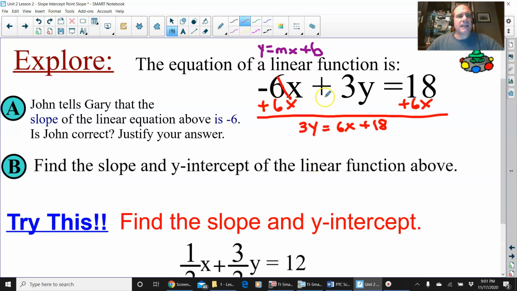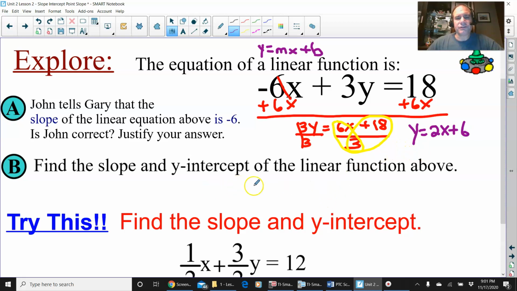So I got up to this. I added 6x to both sides. This should be a little bit easy for you at this point, and you're dividing by 3 on both sides. So I'm going to take my yellow marker out. 6 divided by 3 and 18 divided by 3. All whole numbers. So for the slope, 6 divided by 3, y equals 2, 6 divided by 3, and then put that x there. 18 divided by 3, that is 6.